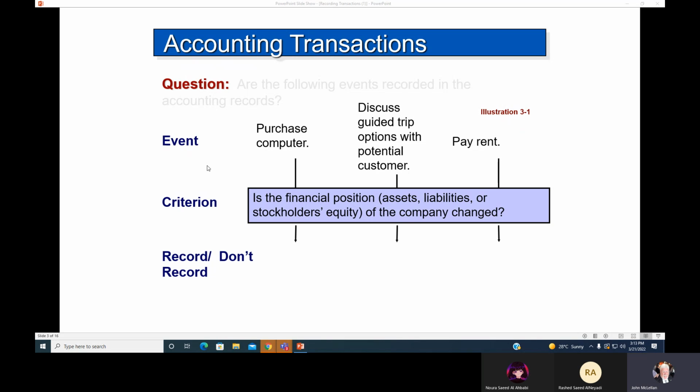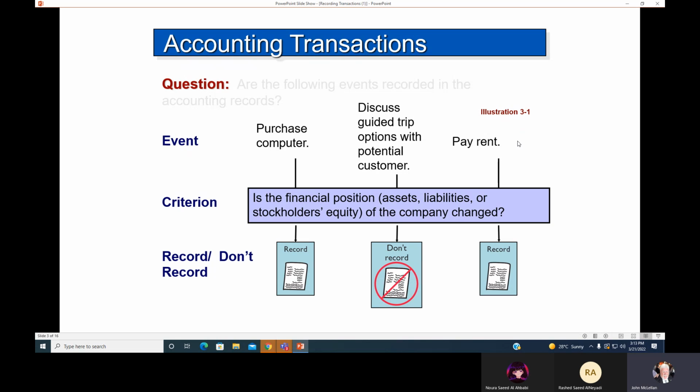The company pays rent. Is that a transaction? Yes. So I record the purchase of a computer. I do not record the discussion regarding the trip, but I do record the payment of rent. These are transactions. They affect the accounts of the business.